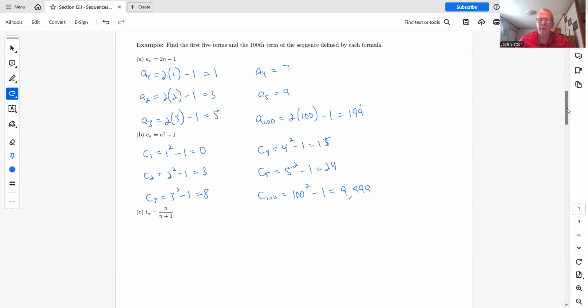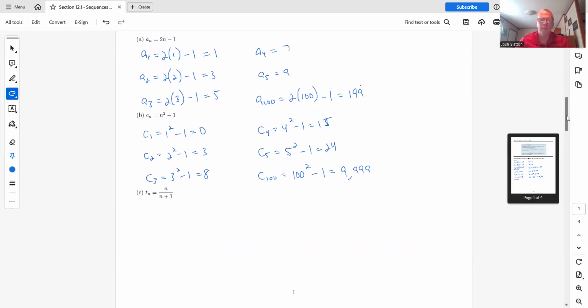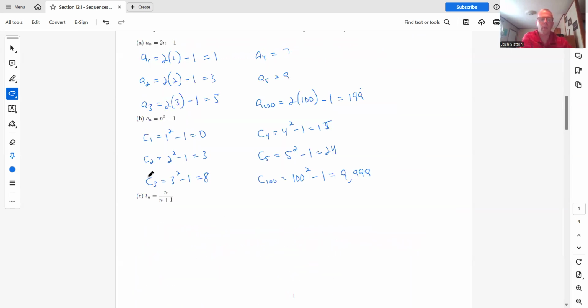And then the next one, we have n over n plus 1. So T sub 1 would be 1 over 1 plus 1, which is 1/2. And this one, you will see a pattern. So 2 over 2 plus 1, which would be 2/3. T sub 3 would end up being 3/4. T sub 4 would end up being 4/5. T sub 5, 5/6. And then T sub 100 would be 100 over 101. All right. So basic examples there.